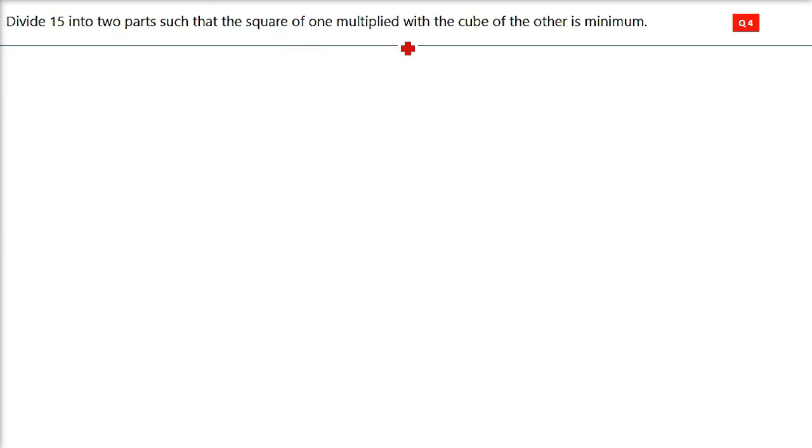Divide 15 into two parts such that the square of one multiplied with the cube of the other is minimum. Again 15 has to be divided. Again we are eyeing upon the minimum thing. So we have x and y. As I said, you can just do this in the way we have dealt with the question having 15 as the number. One will be x, the other will be 15 minus x. That is the whole idea which we walk upon. X and 15 minus x are the two numbers.